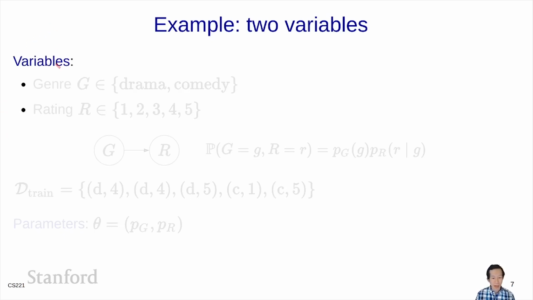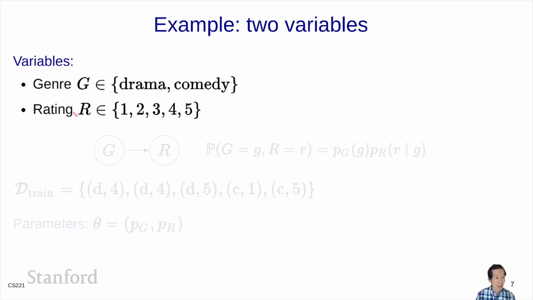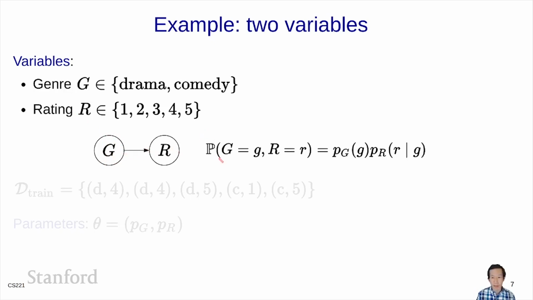Suppose that now the rating is governed by the genre. So in particular, the Bayesian network is you first generate the genre, and then you generate the rating given the genre. So now the parameters of this Bayesian network include both the probability of the genre, which has 2 parameters, and the probability of rating given genre, which includes 2 times 5 parameters, so 10 parameters, for a total of 12 parameters. Again, if you're being clever, you can get that down to 9.